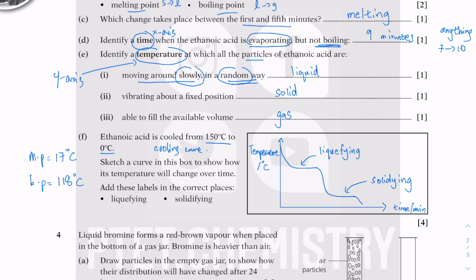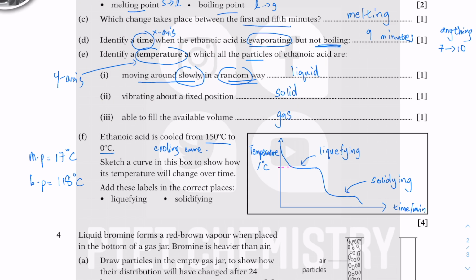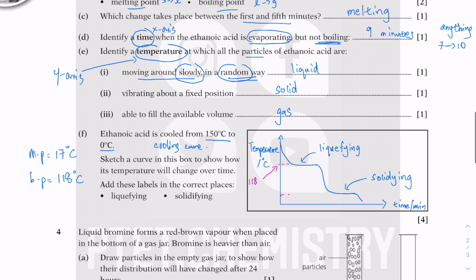All right, and one of the important things that you have to label on your diagram includes this value there, which is the condensation point, which is equal to the boiling point. So that is 118 degrees Celsius. Actually, I don't need to put in the units because I already have the unit on my graph label. All right, so here this is the solidifying point, meaning to say that is the freezing point, that is 17 degrees Celsius, which is equal to the melting point itself.